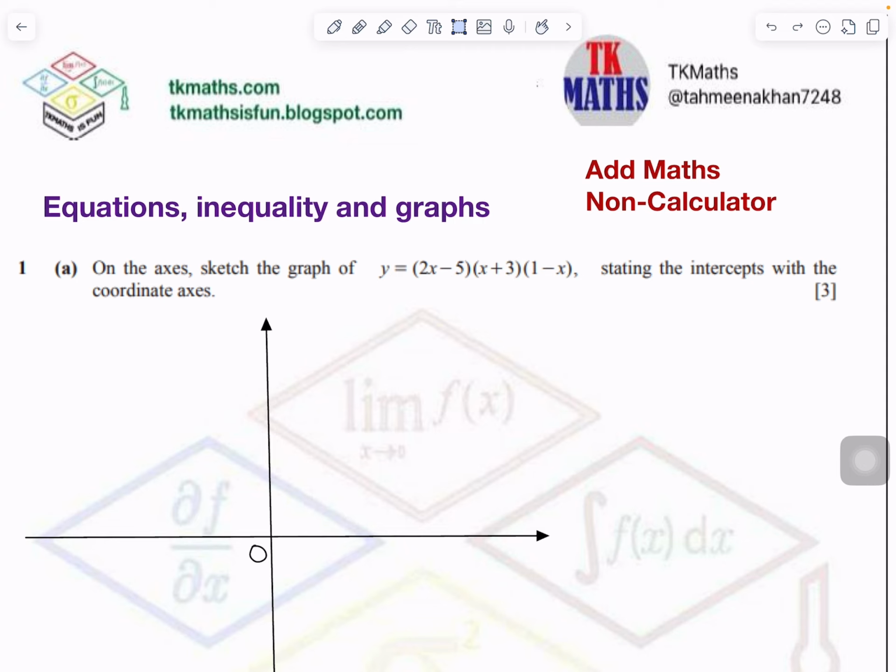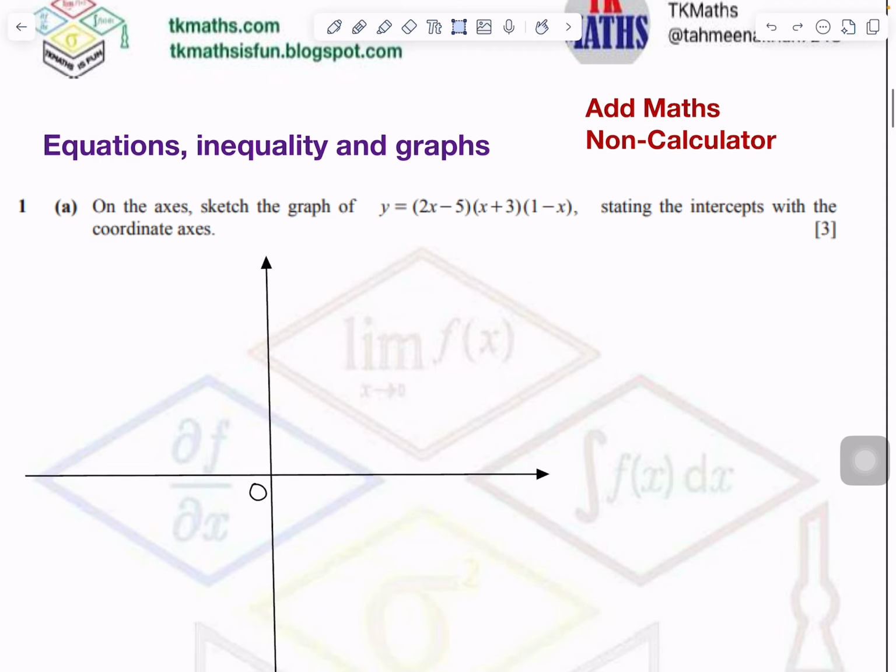In today's video, we will study a non-calculator question for ADMAS. This is a new assessment criteria of Additional Mathematics Paper 1, which will start from June 2025. So this is the first question on the topic of equation, inequality and graph. What could be a non-calculator question? So look at the question here.